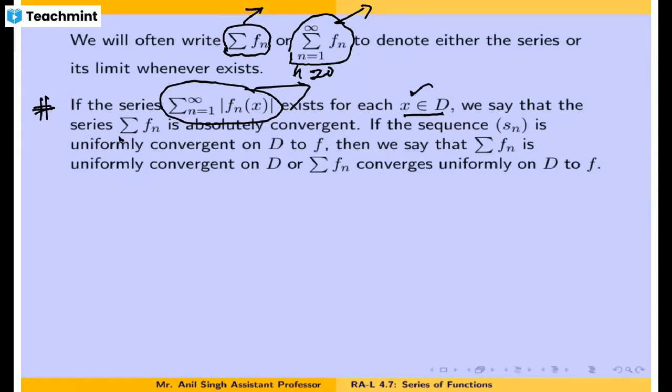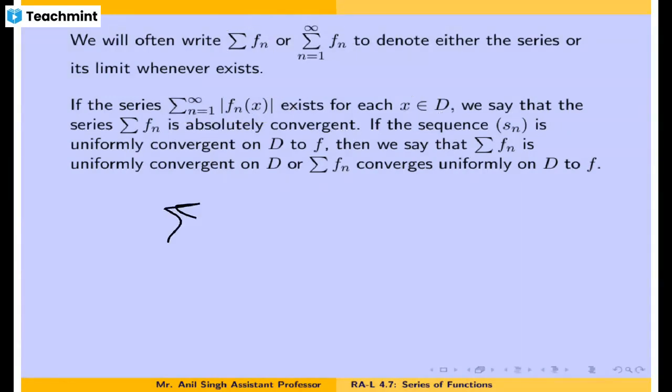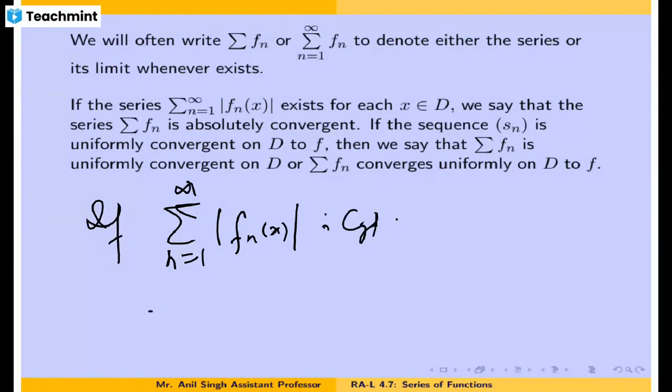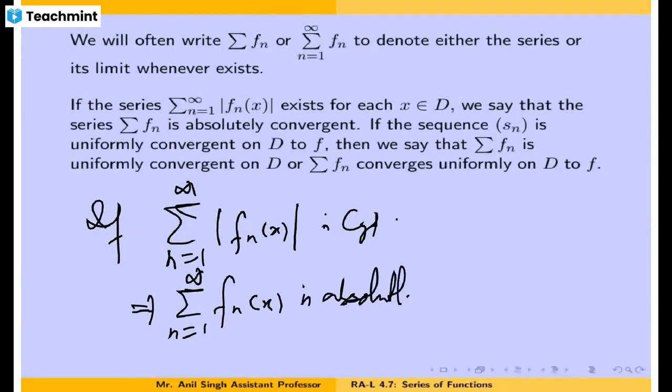And if the sequence, this is a different thing. Be careful. Here we are talking about the sum from n equals 1 to infinity of mod fn(x). We are fixing x. When we fix x, this is a series of numbers, and if this series of numbers is convergent, that would mean that the corresponding series of numbers fn(x) is absolutely convergent. This is the absolute convergence definition.